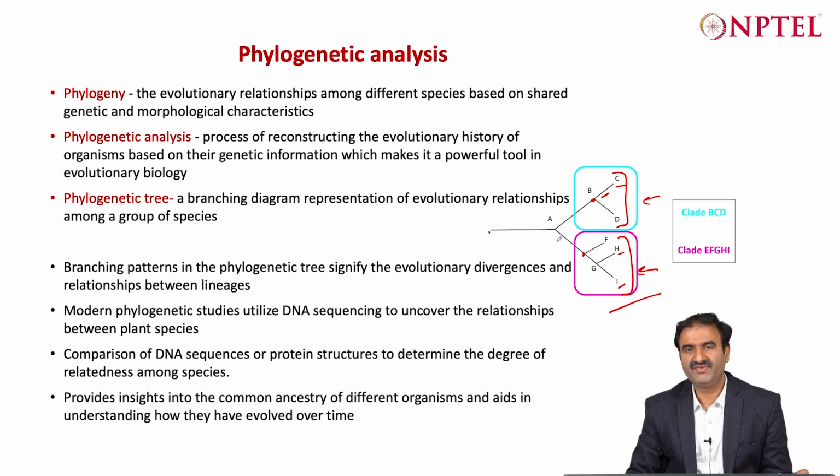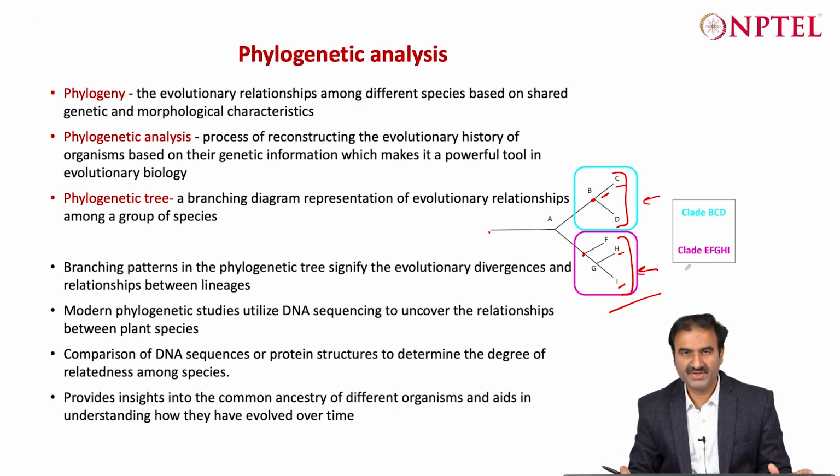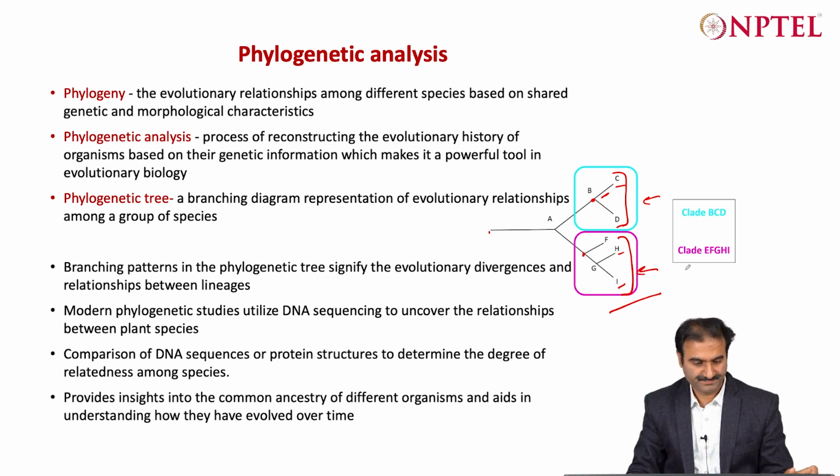So considering just a few species will give you only partial information, and that is why considering more and more species will actually give the correct shape, structure, and the location of a particular species in that tree.